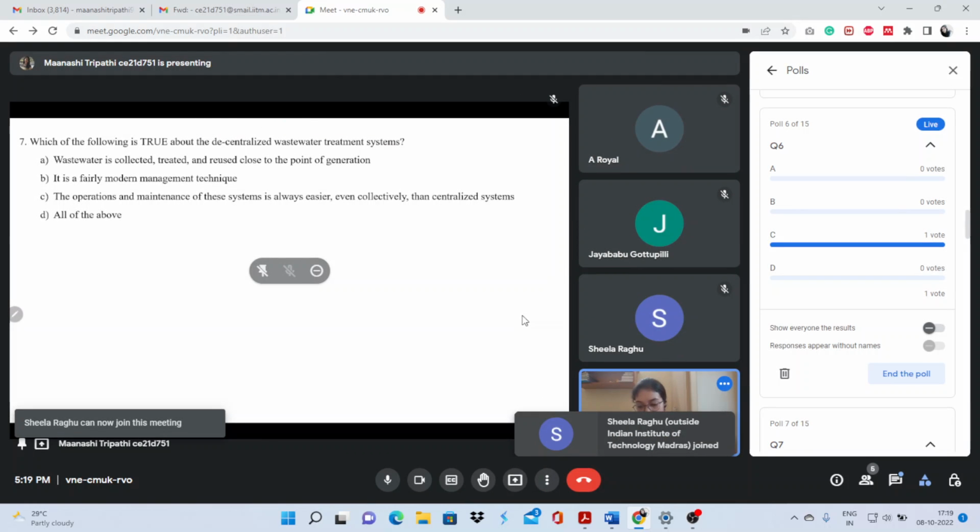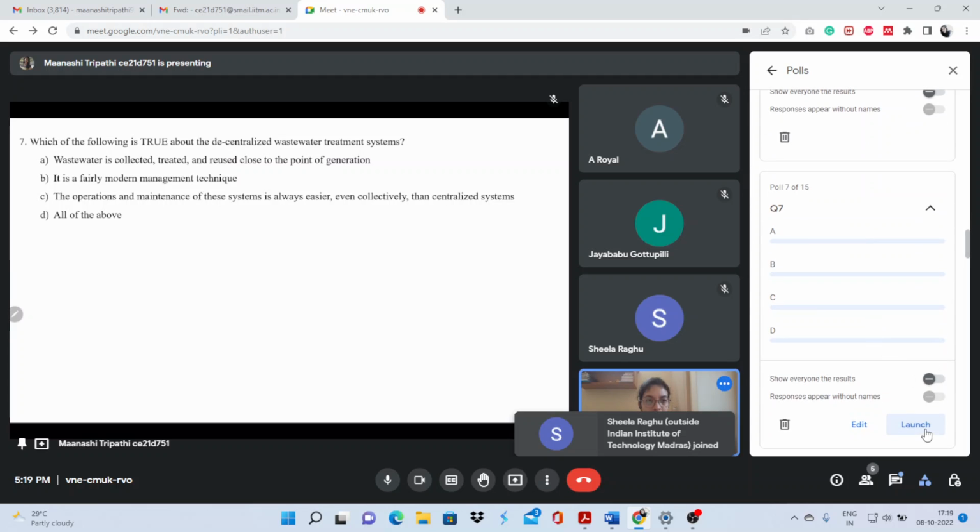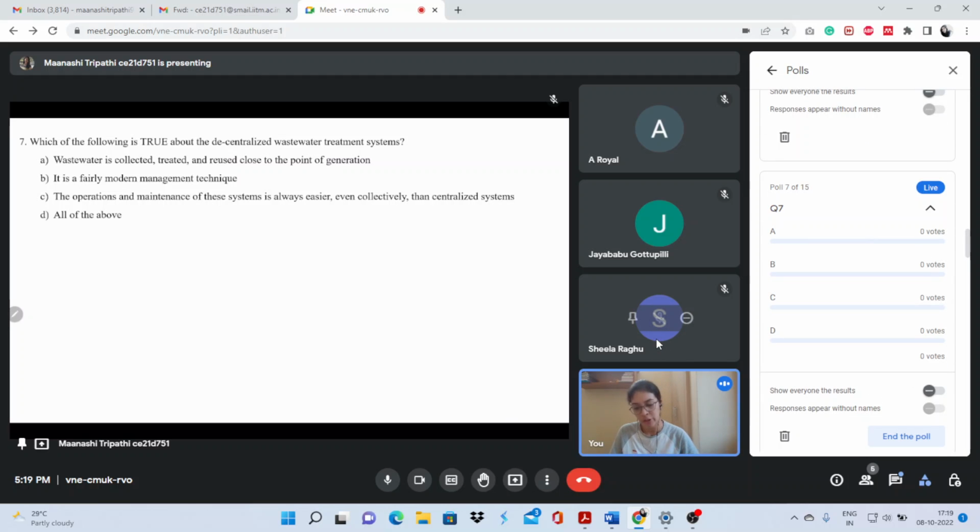Coming to question number 7, I'll launch polls for it. Which of the following is true about decentralized wastewater treatment system? Water treatment systems are of two types, centralized and decentralized. And so, which of the following is true regarding decentralized wastewater treatment system? I hope you know the difference between the centralized and decentralized.